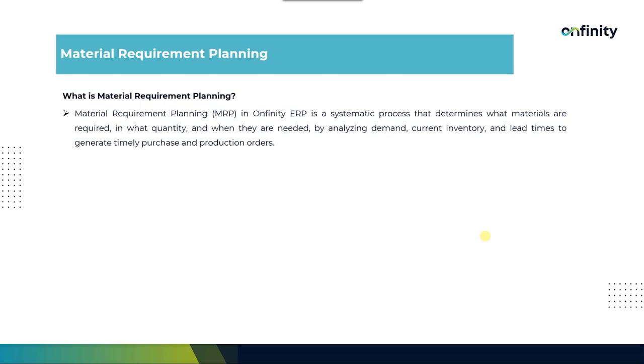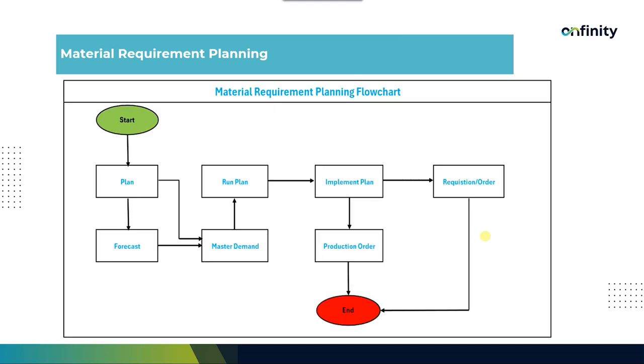Material requirement planning in Onfinity ERP is a systematic process that determines what materials are required, in what quantity, and when they are needed by analyzing demand, current inventory, and lead times to generate timely purchase and production. Now understand the flow in Onfinity ERP.